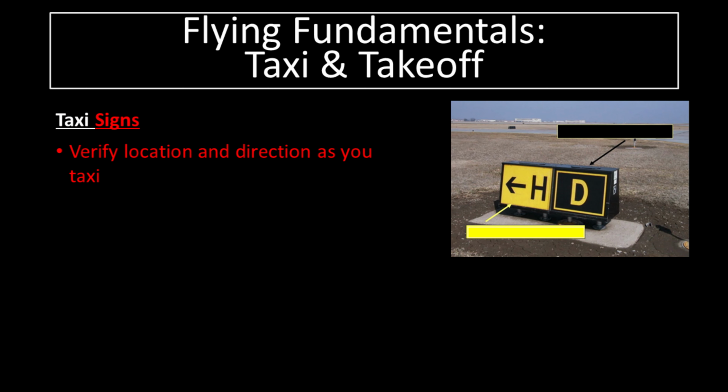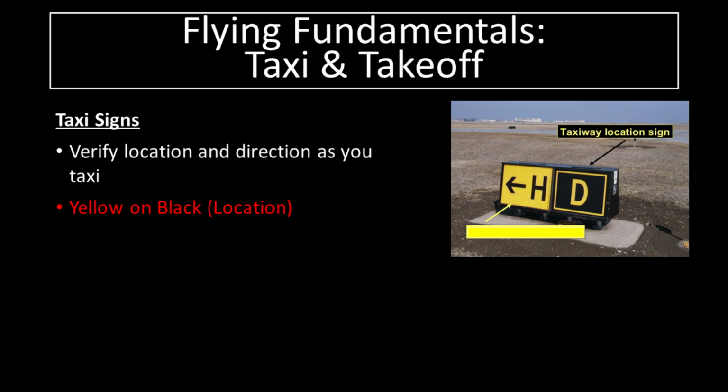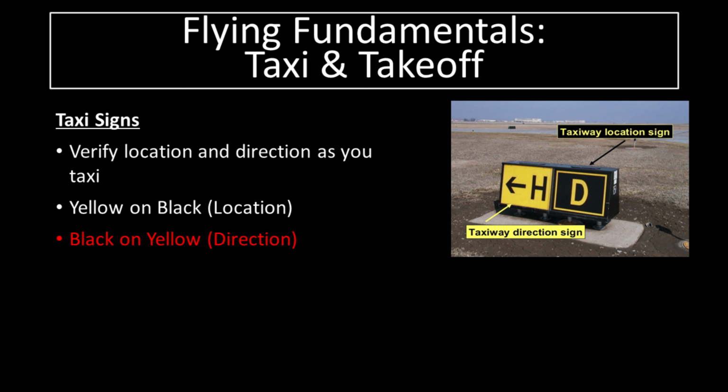For taxiway signage, location signs are always yellow script on black background. A good memory technique is yellow on black is where you are at. In this example, you are on taxiway Delta. Black script on yellow background is a direction sign, directing you to that specific taxiway. A good memory technique is black on yellow, inform a fellow. In this same example, you are on Delta and approaching Hotel taxiway, which will be off to your left.